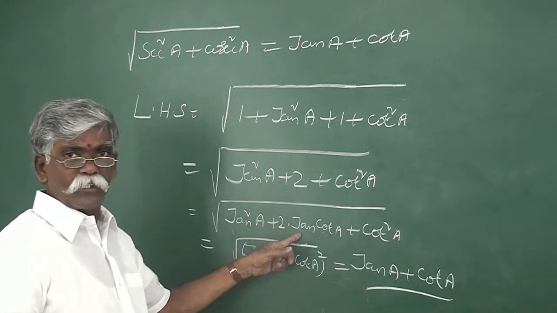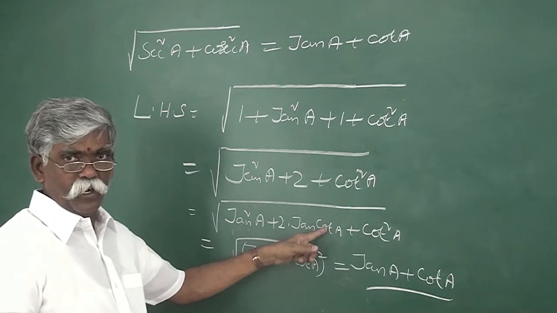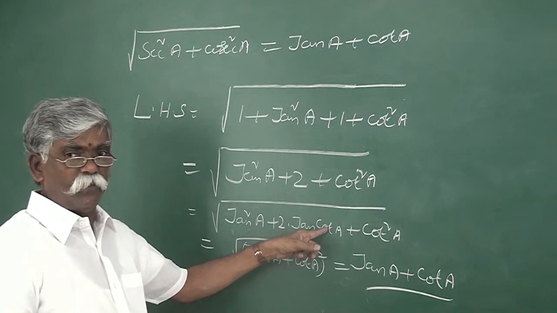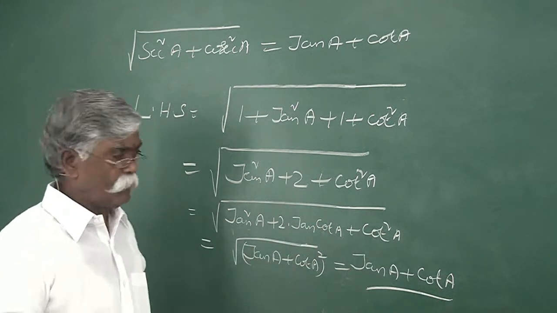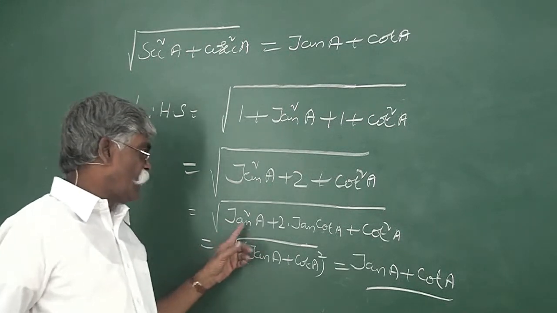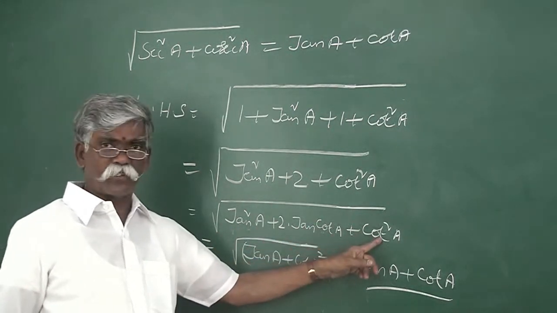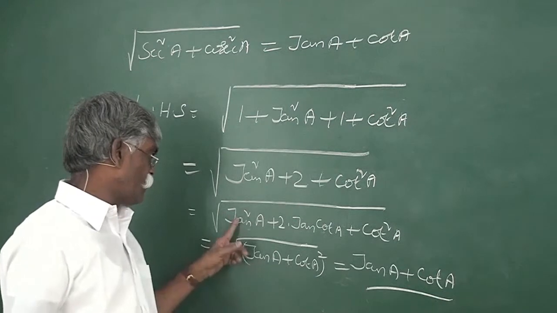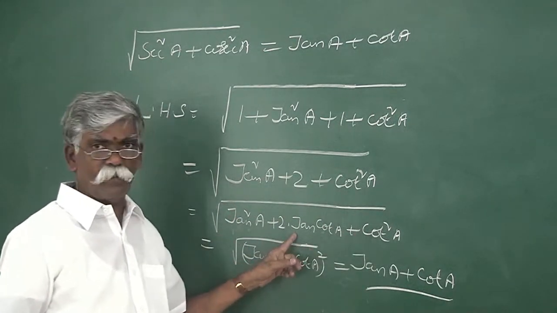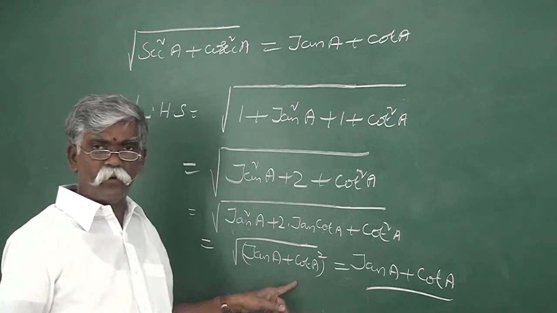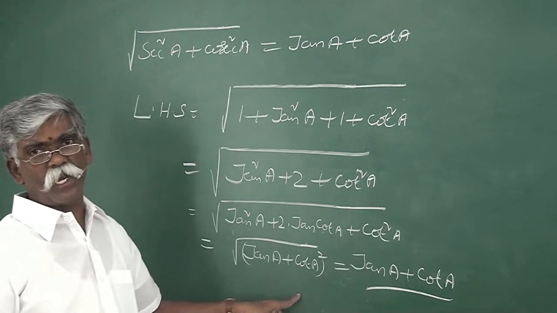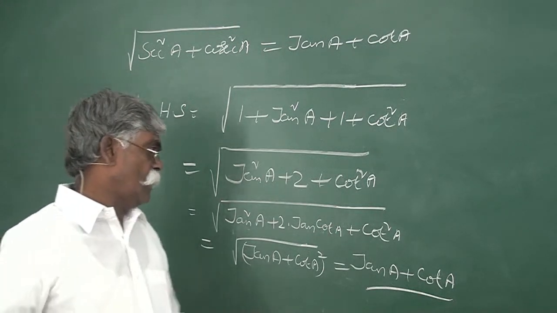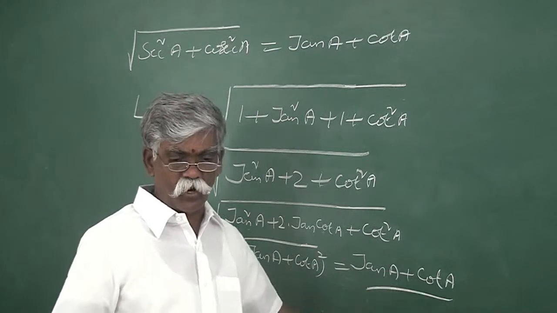Even if we multiply this 2 by tan A into cot A, the value doesn't change because tan into cot is 1. Now this is tan square A plus 2 tan A cot A plus cot square A. A square plus B square plus 2AB is nothing but A plus B whole square, means tan A plus cot A whole square. Hence, it is tan A plus cot A.